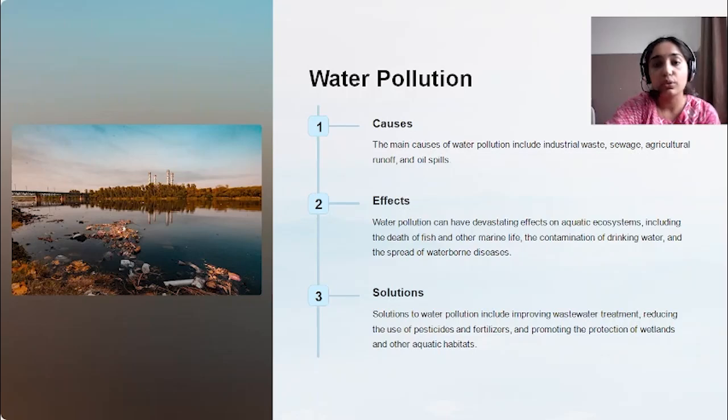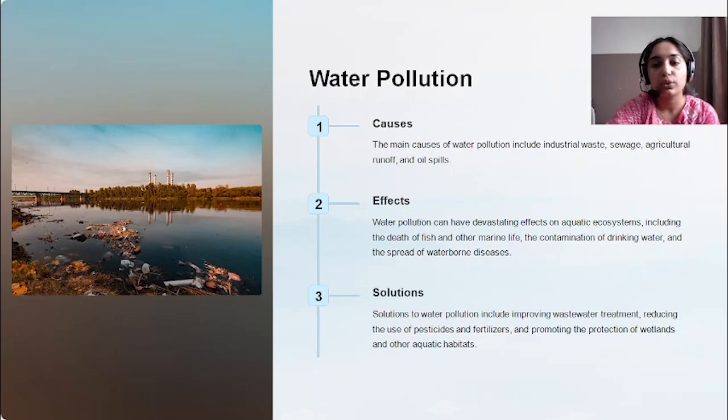Next, solution. Now what are the solutions of this? How can water pollution be prohibited? Solutions to water pollution include improving wastewater treatment, reducing the use of pesticides and fertilizers, and promoting the protection of wetlands and other aquatic habitats.